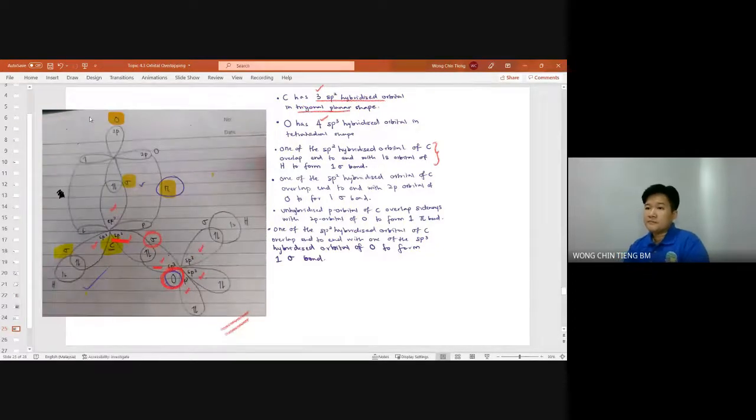Okay. Alright. Kita habiskan dulu sigma bond kamu. Write for the hydrogen. Write for this. Dan saya ajar pasal lone pair. Buat ayat tu.